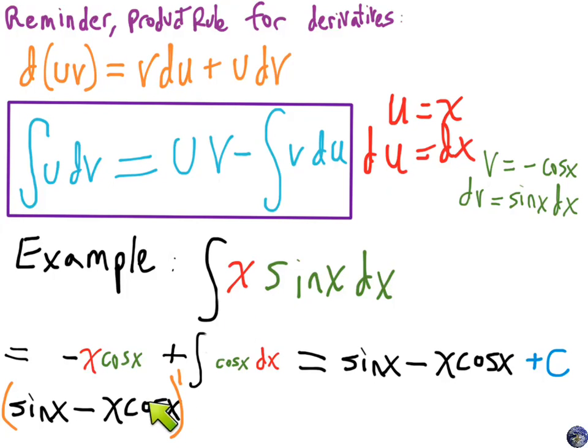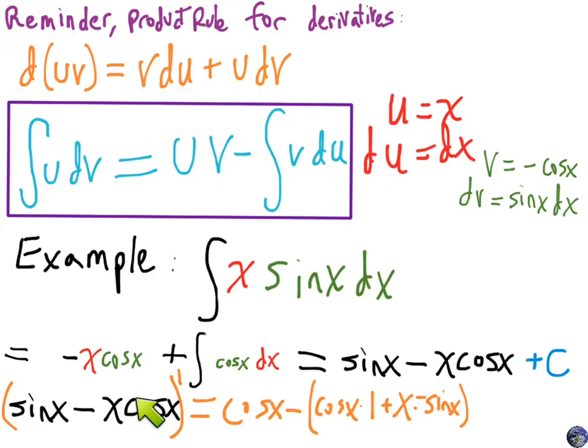Technically there's a plus c here, but when we take the derivative that would go away, so I'm not going to bother to write the plus c there. So we need to take the derivative of sine x minus x cosine x. Well, what's that going to be? The derivative of sine x is just cosine x, and to take the derivative of x cosine x, we need to use the product rule.